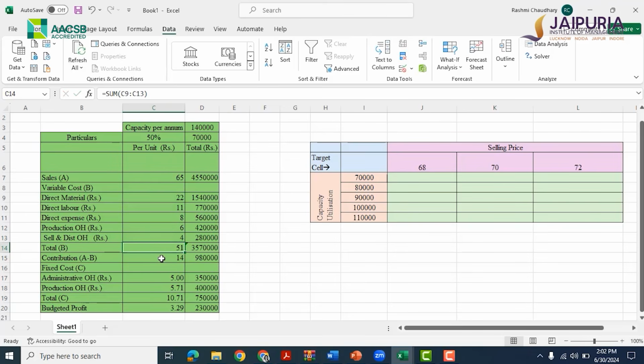So after subtracting variable cost, the contribution figures are given, that is 14 rupees per unit and 9,80,000 rupees in totality. Then the fixed cost component is given, that is there under two heads, administrative overheads and production overheads. So the total fixed cost of the plant comes out to be 7,50,000, which is divided into 3,50,000 as administrative overheads and 4 lakh as production overheads. After subtracting the fixed cost from contribution, the operating profit of the business comes out to be 2,30,000, that is 3.29 per unit.